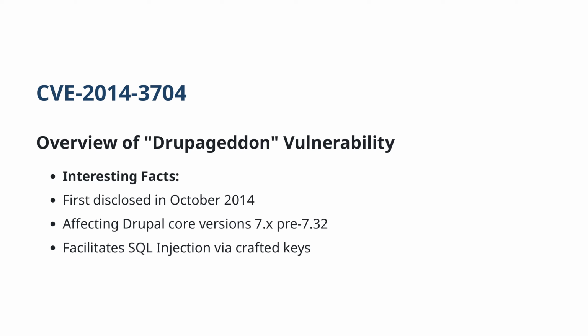Let's take a closer look at CVE-2014-3704, commonly known as the Drupageddon vulnerability. Initially disclosed in October 2014, this vulnerability impacted Drupal core version 7.x prior to version 7.32. It allows for SQL injection through specially crafted keys, posing a significant risk to affected systems. Understanding this vulnerability is essential for Drupal developers and administrators to ensure their systems remain secure.